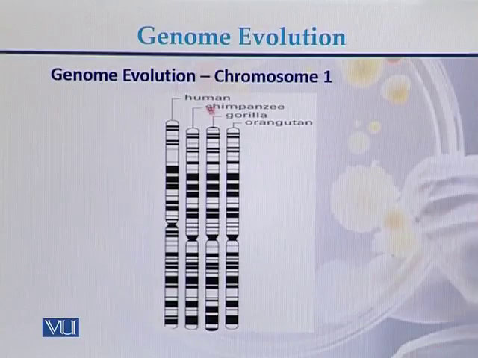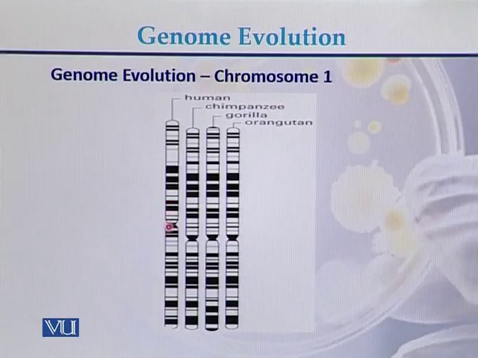This is genome evolution, chromosome 1. This is chromosome 1 of the human, chimpanzee, gorilla, and orangutan. If we look at the similarity between chromosome 1 of all these 4 species, we can see the darker bands, and these darker bands are almost similar in all 4 species. But if we look here, we can also see a similarity. Here there is another similarity.